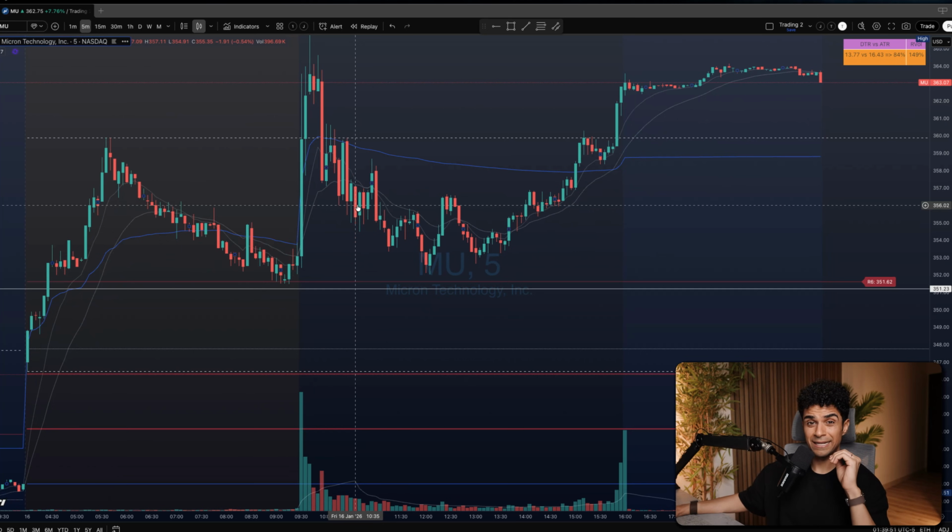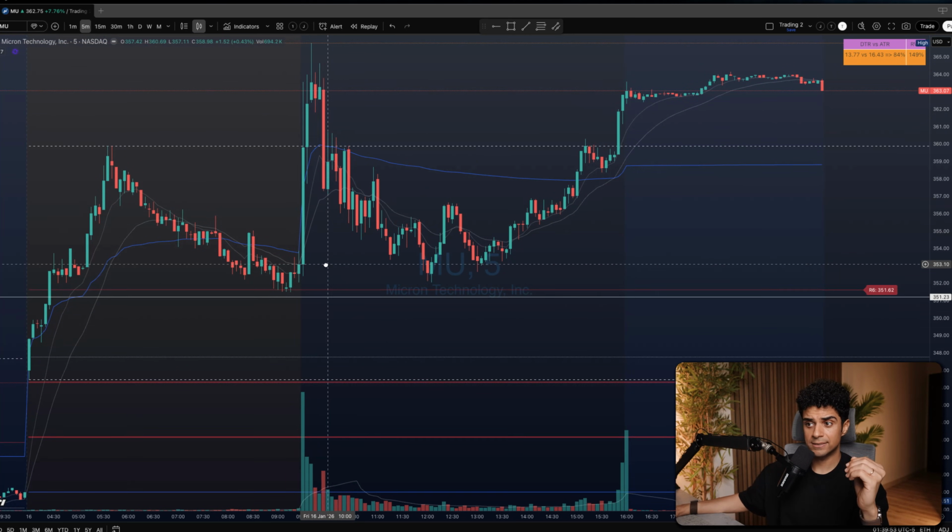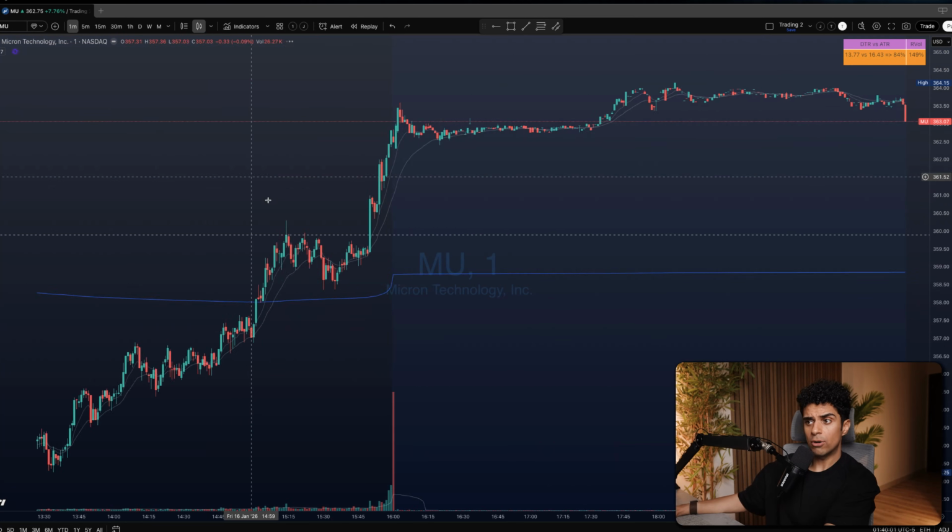Even though I love the setup on the daily chart, it was opening above R6, satisfying all the criteria of a playbook setup, I still wanted to wait it out of the open because I personally don't like trading MU a lot. But now what happened?